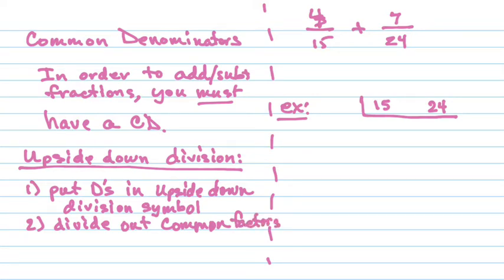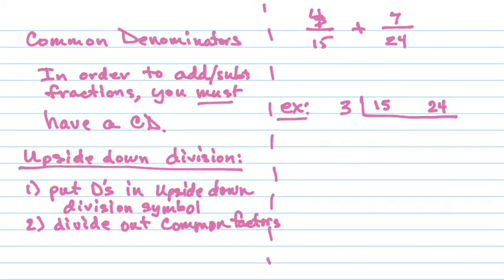Same idea that we use for simplifying, except this time we're not just going to eliminate those common factors. We're going to use them to find the LCD. So looking at 15 and 24, is there anything that will divide evenly into both 15 and 24? 3. They'll both divide by 3, won't they? Okay. So let's divide. What's 15 divided by 3 going to leave?